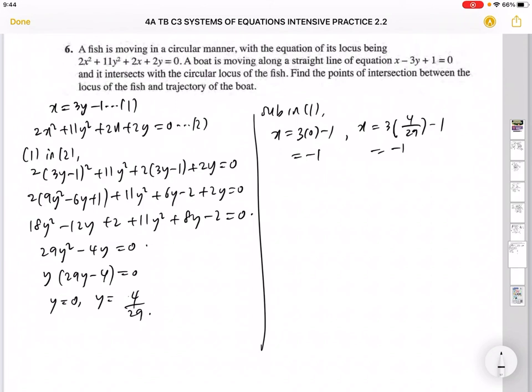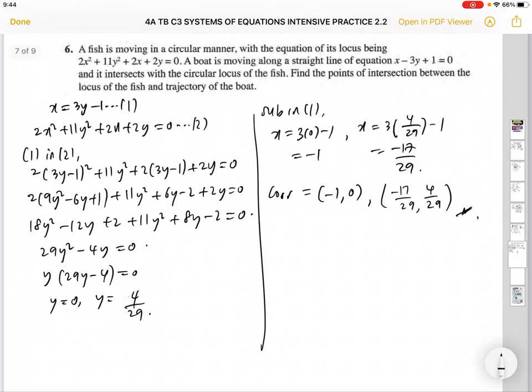So we just write our answer in the form of coordinate. Your coordinate will be x first, followed by y, and the second point is minus 17 over 29, 4 over 29. Alright, so that is number 6. Okay, moving on to number 7. I think this is the last one.